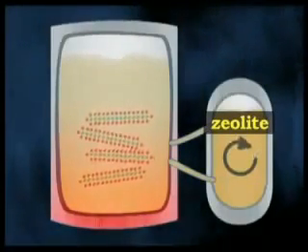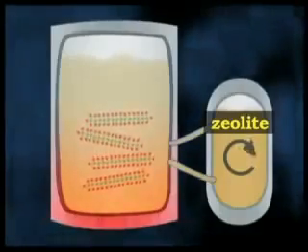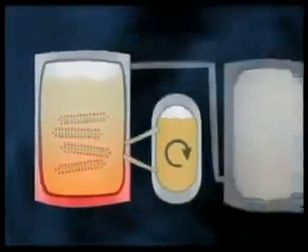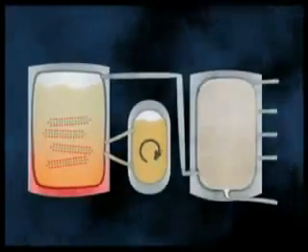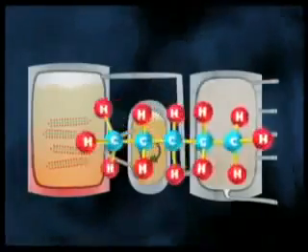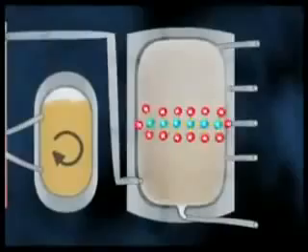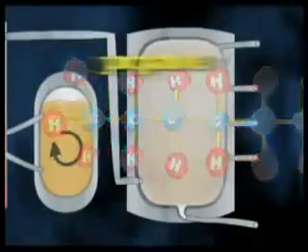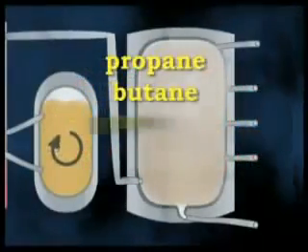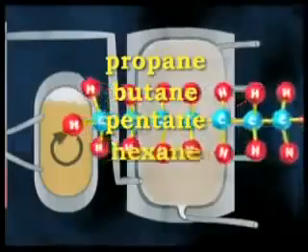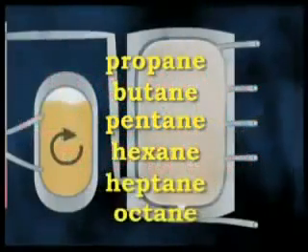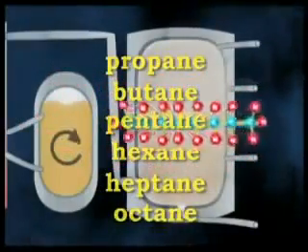over and over again. Catalytic cracking is the major source of hydrocarbons with 5 to 10 carbon atoms in the chain. The molecules most formed are the smaller alkanes used in petrol, such as propane, butane, pentane, hexane, heptane and octane, the components of liquid petroleum gas.